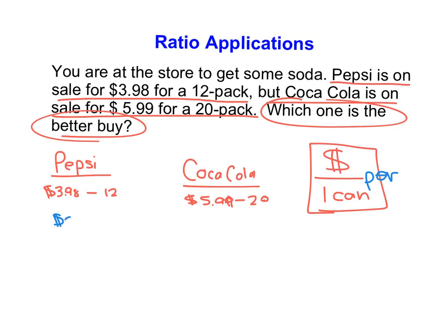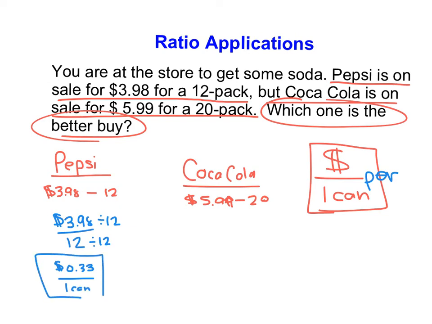So here I have $3.98 for 12 cans. And what I'm going to do is turn this into a unit rate by dividing each of those by 12. So I want the cost per single can. So if I take $3.98 and divide it by 12, I determined that it will cost about 33 cents per one can. So that's what Pepsi's deal is. Essentially, if I divide that out, it's 33 cents per one can.